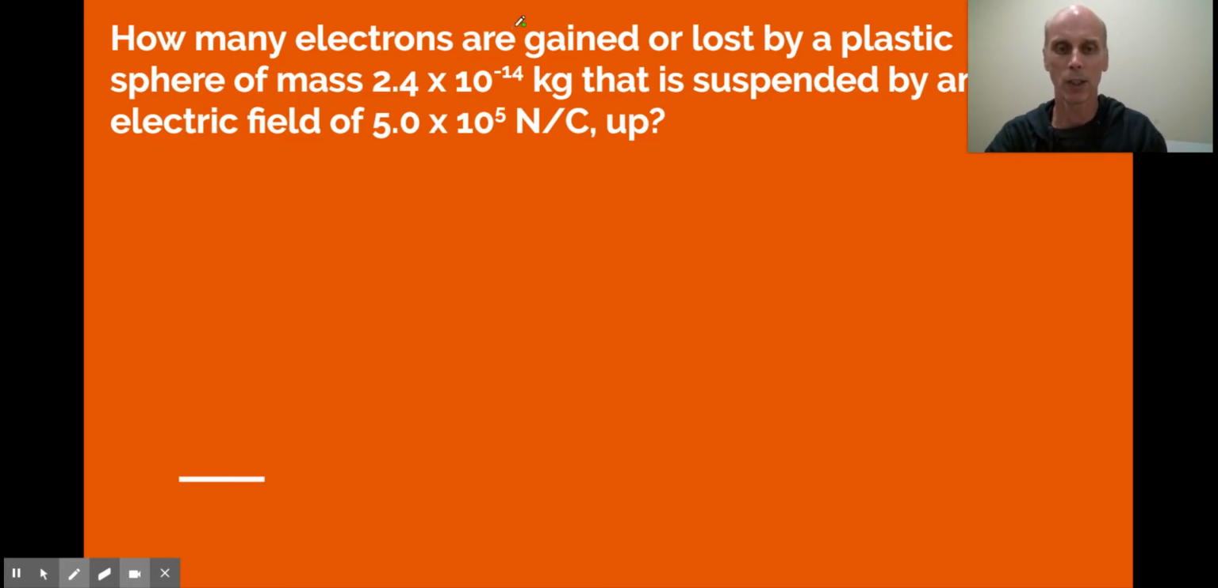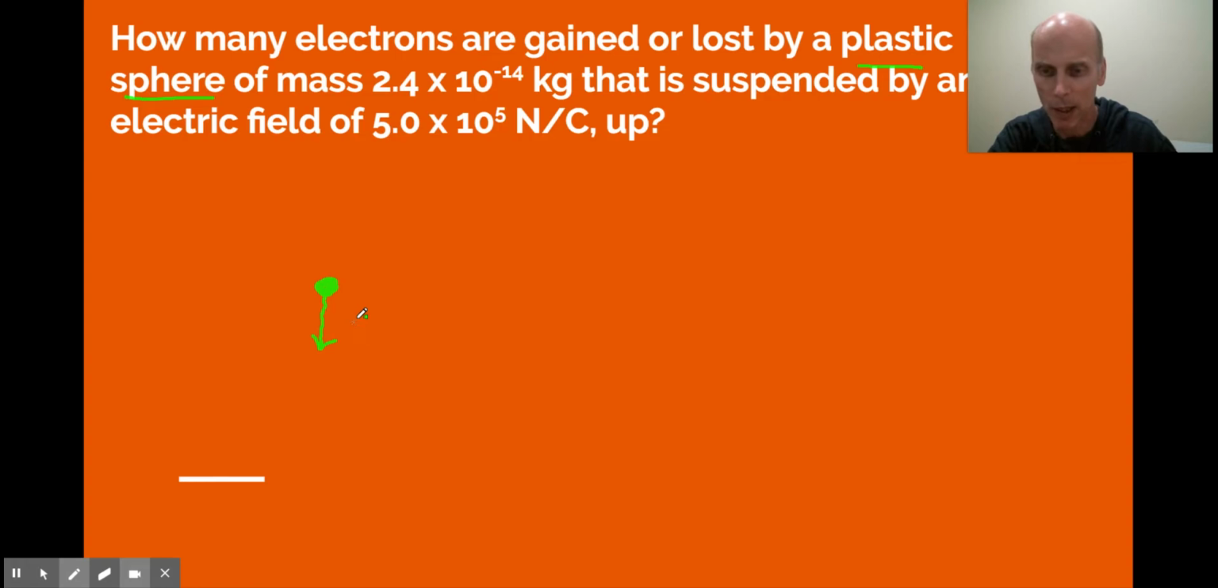How many electrons are gained or lost by a plastic sphere of mass 2.4 times 10 to the minus 14 kilograms that is suspended by an electric field of 5.0 times 10 to the fifth newtons per coulomb up? Lots of words. Let me make sure I understand what's going on. I'm going to draw a picture of my plastic sphere, but don't worry, it's an oil drop question through and through.